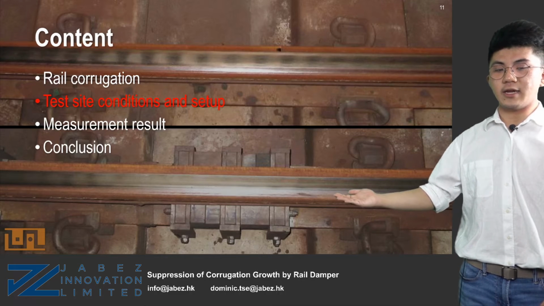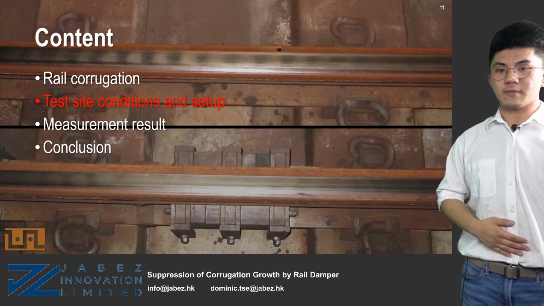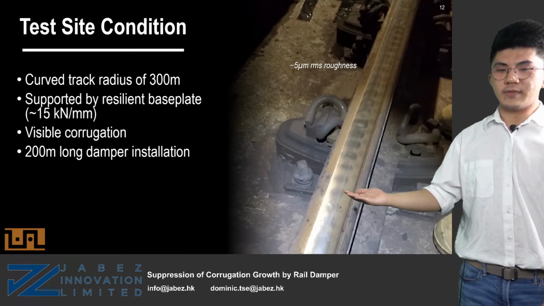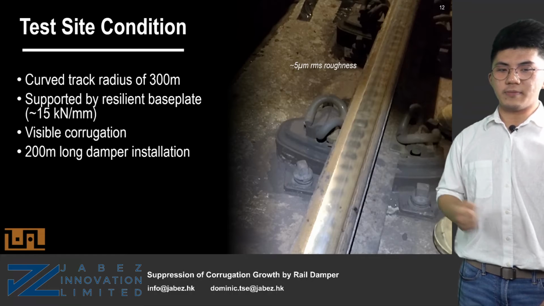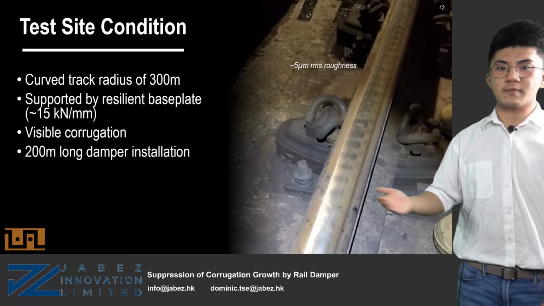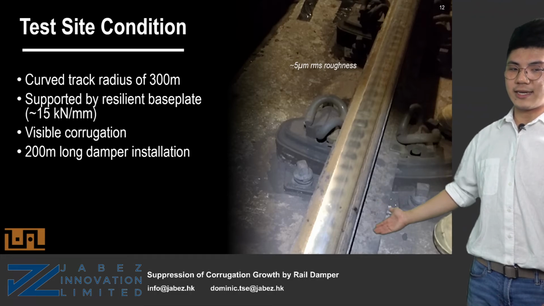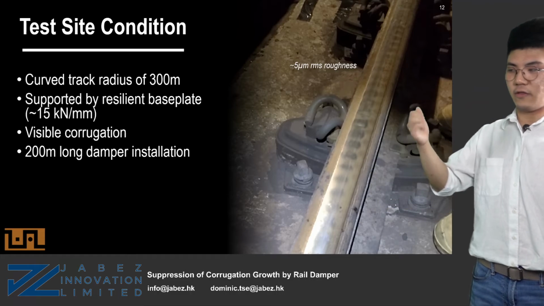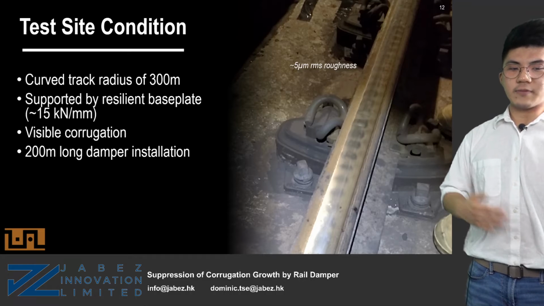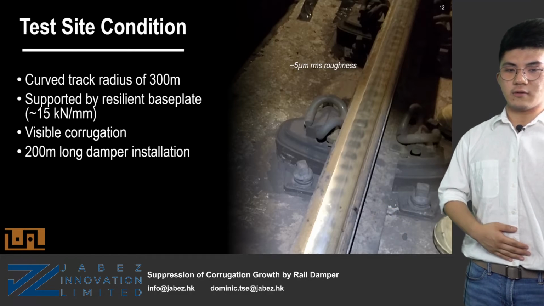Next, we'll talk about the information regarding the test site and the rail damper configuration. It was a curved track with a radius of 300 meters. The track was supported by a resin base plate with a stiffness around 50 kN per millimeter. Corrugation was clearly visible in the photo, although the depth is only around 5 micron. The rail dampers were installed for 200 meters long.